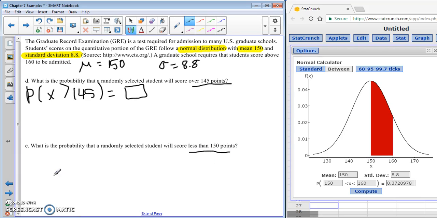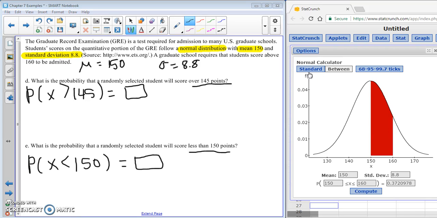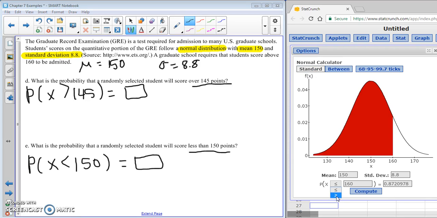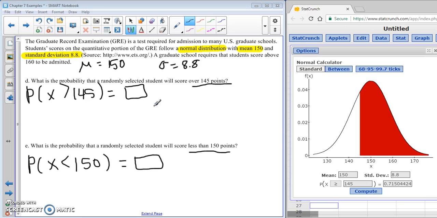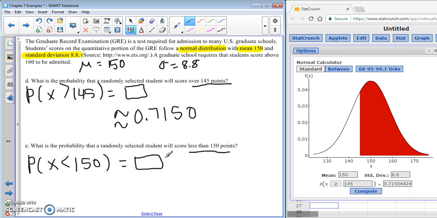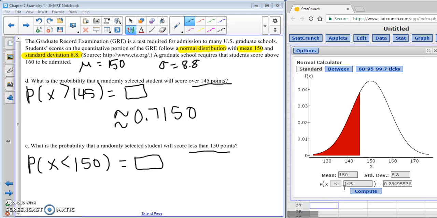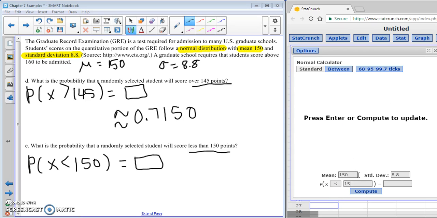And then less than 150. So I'm just going to go ahead and write this out, and let's see what we get here on StatCrunch. So back to Normal. Greater than 145. So here we're getting approximately 0.7150, and less than 150.